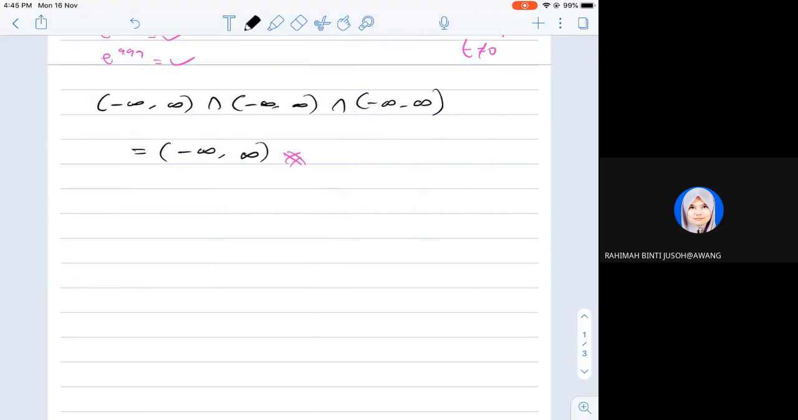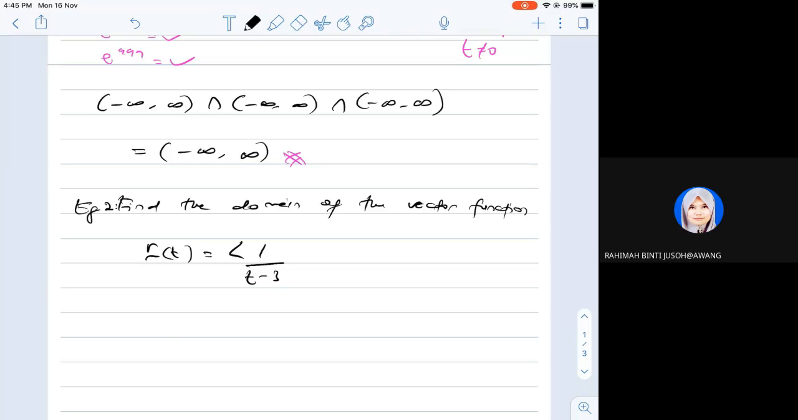Example number 2. Let's say I change the equation. Again, find the domain of the vector function. Let's say we have RT. This is example 2. RT equals, let's say we have a fraction 1 over t minus 3, and then the square root of t plus 5, and then let's say we have 10, a constant here.